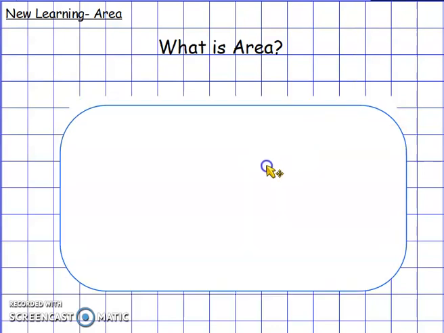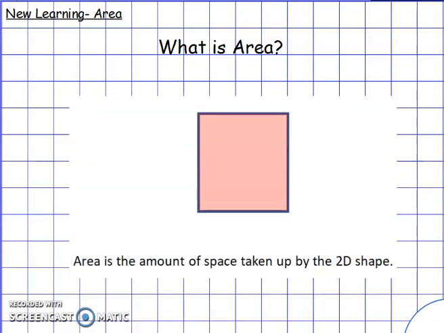Okay, area is a measurement, and it measures the amount of space inside a 2D shape. So previously we've looked at something called perimeter, which measures the outside of a shape. Well, area measures the inside of a 2D shape.